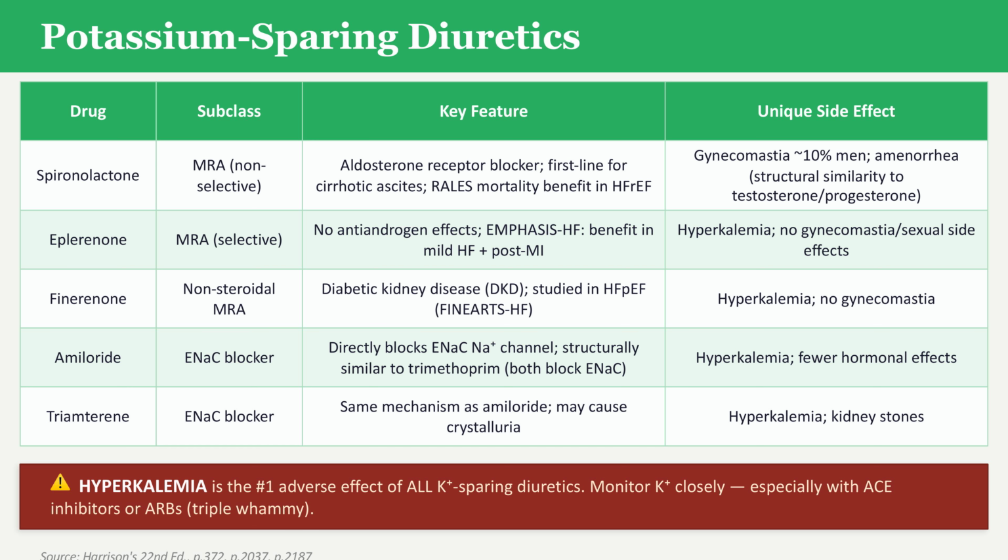The major adverse effect for ALL potassium-sparing diuretics is hyperkalemia. Be very careful when combining them with ACE inhibitors or ARBs, which also raise potassium. One last pearl, spironolactone's structure looks remarkably like testosterone, so it blocks androgen receptors and causes gynecomastia in about 10% of men. If that happens, switch to eplerenone, which is chemically modified to avoid that off-target effect.